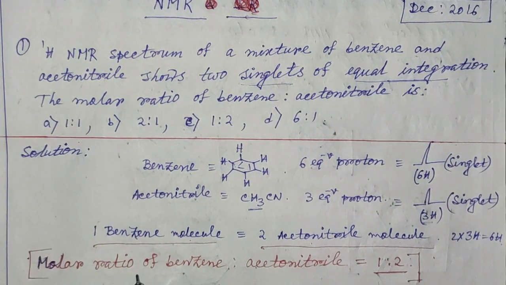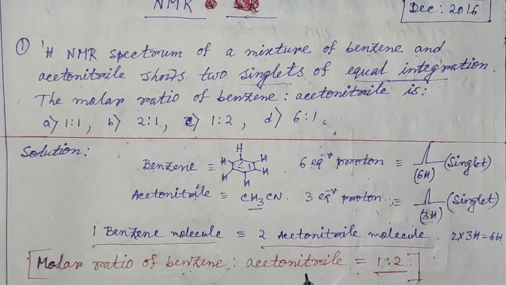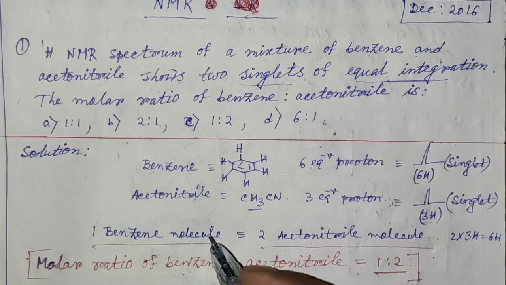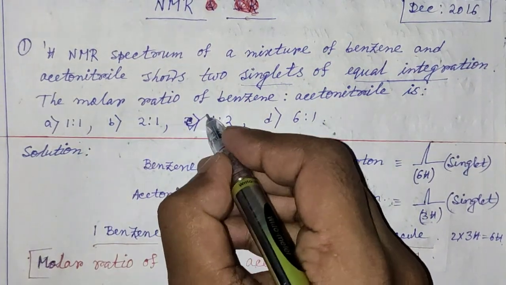That means the molar ratio of benzene and acetonitrile in the mixture is equal to 1:2. That means option C is the correct one.